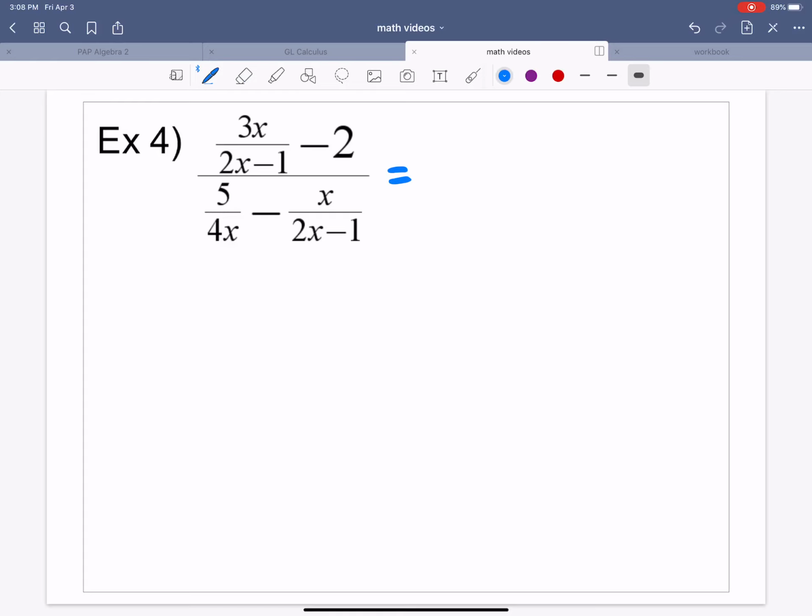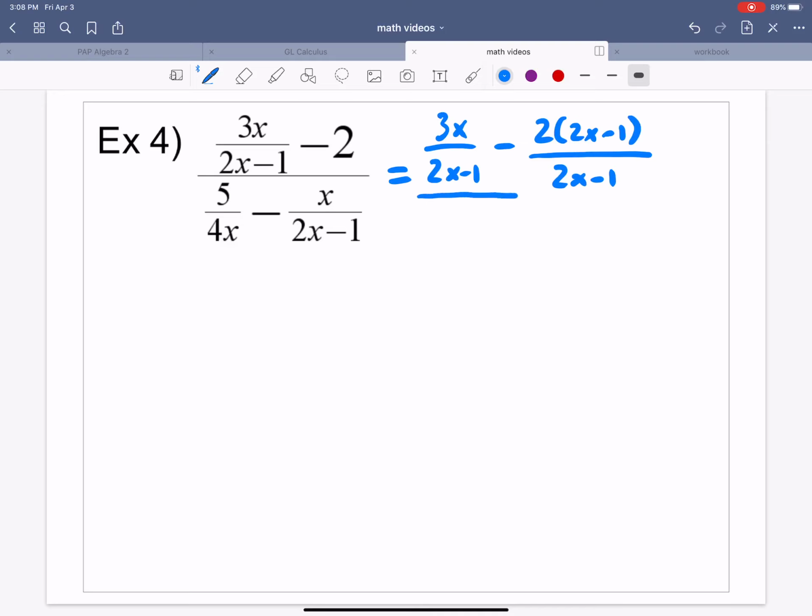So top, we know our goal is to get the top to be one fraction. I see a denominator of 2x minus 1 and a denominator of 1. So the LCD there is just 2x minus 1. The first fraction does not need to be changed, but I'm going to take the second fraction and multiply the top by 2x minus 1 and also multiply the bottom by 2x minus 1.